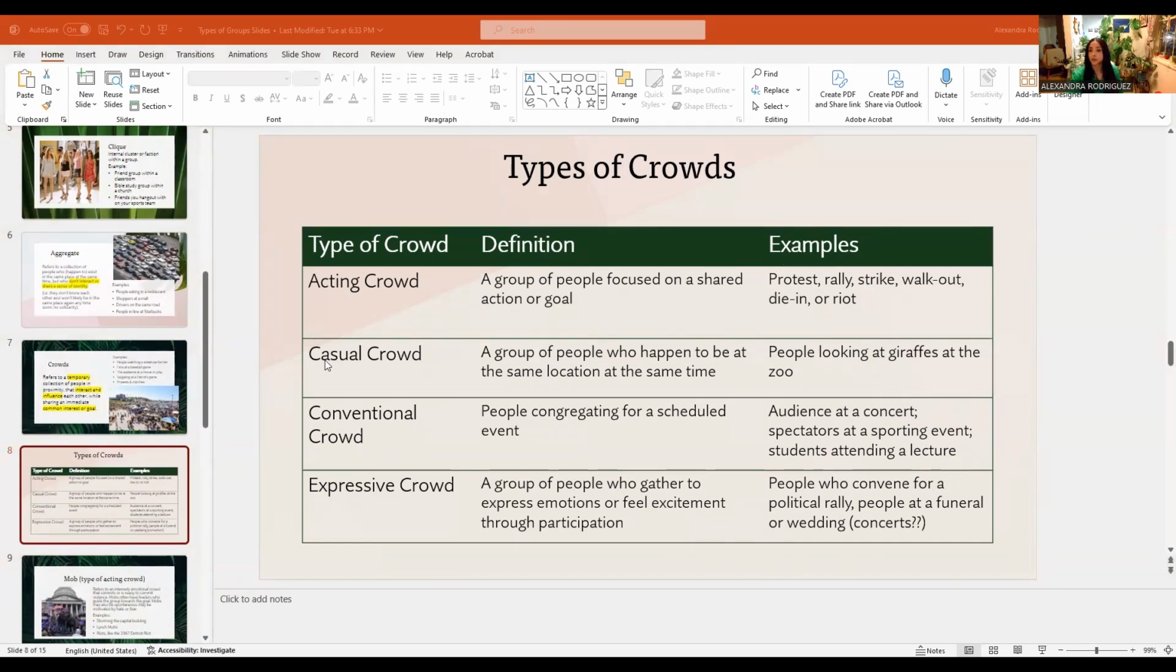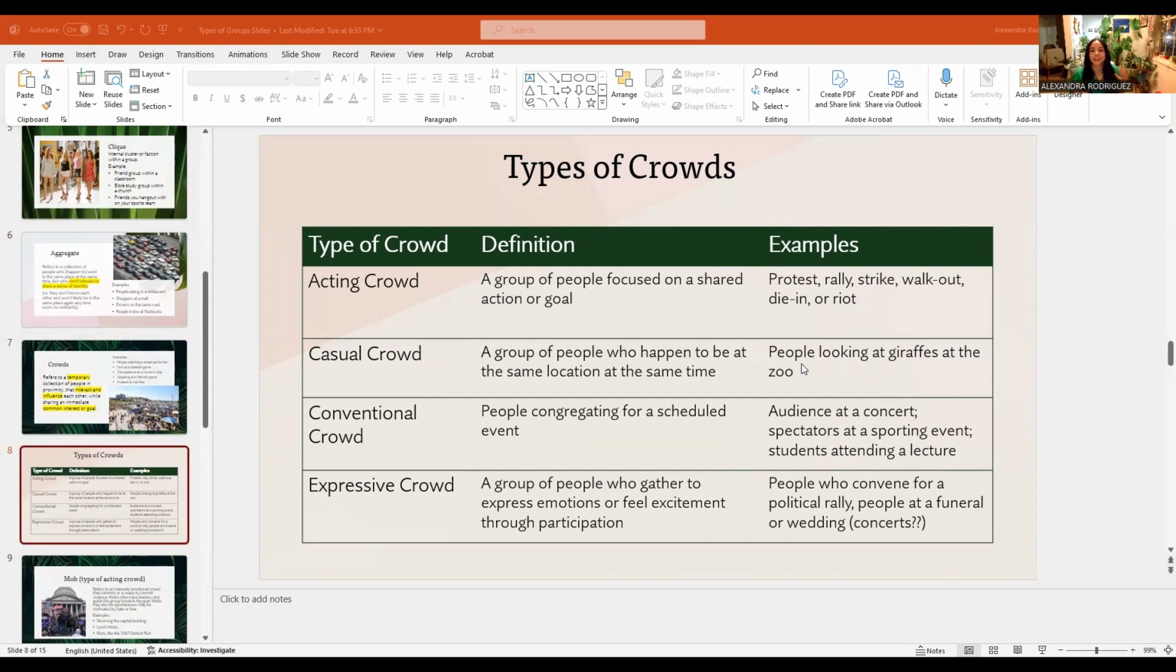A casual crowd, of course, is pretty much the opposite. These are just people who happen to be in the same place at the same time. So for example, people at the zoo looking at the giraffes or feeding the giraffes and enjoying the giraffes, right? So they don't know each other, they're never going to see each other again.